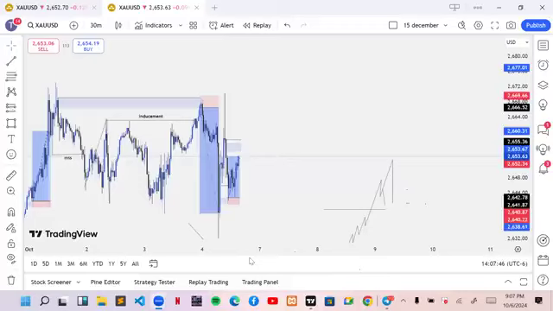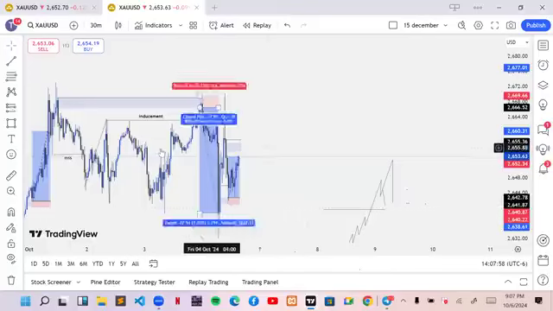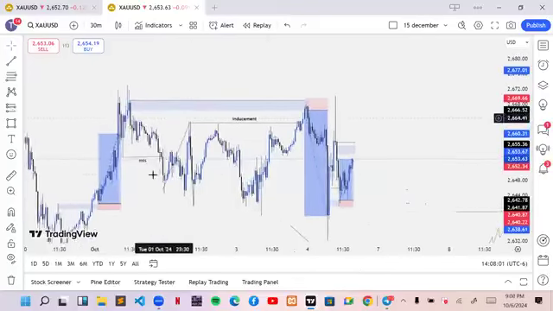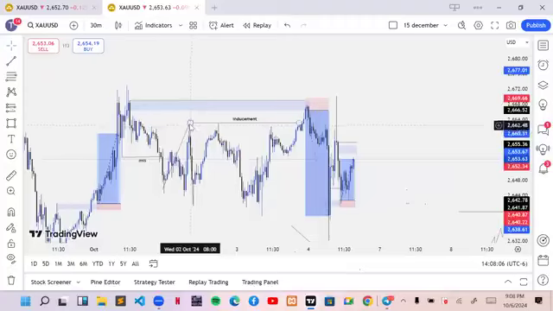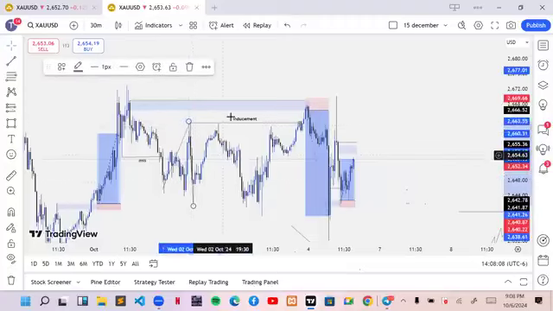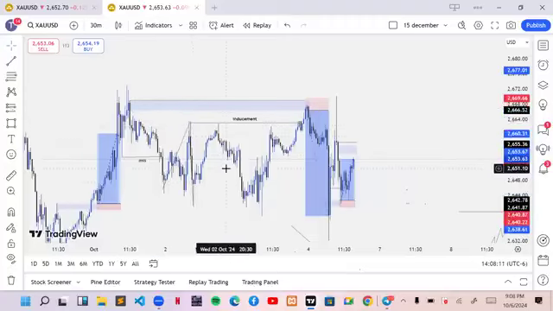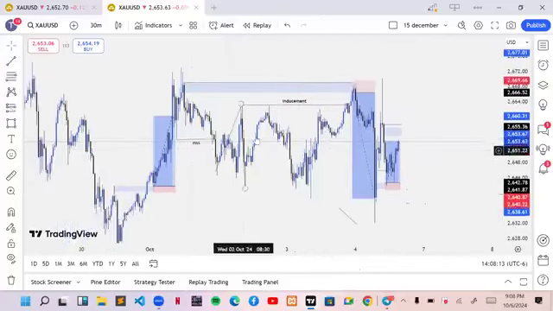Just know that your inducement is your first pullback after a market structure shift. Mark it as long as the inducement does not touch your point of interest. That is it. My last trade, this gold was a market structure shift. This was where structure was shifted. This is the pullback. Then this is my order block. It's just as simple as that. This last trade, the market shifted structure to the downside and made a pullback. That's my inducement. Then I marked out my order block.